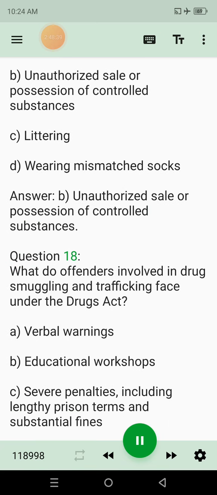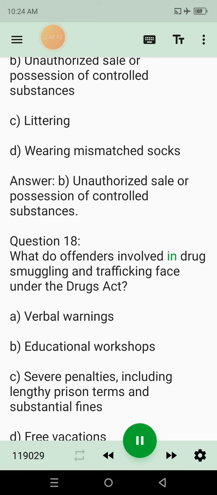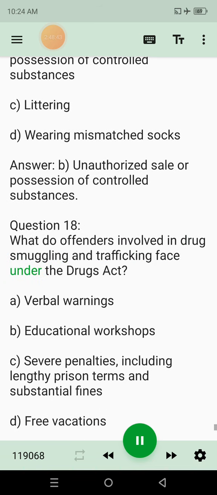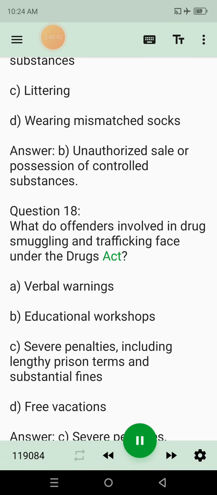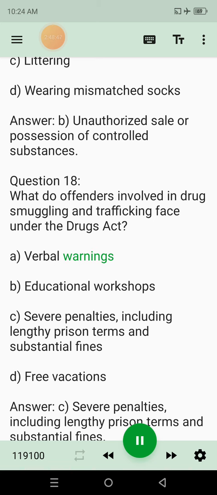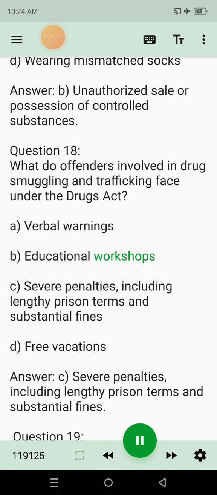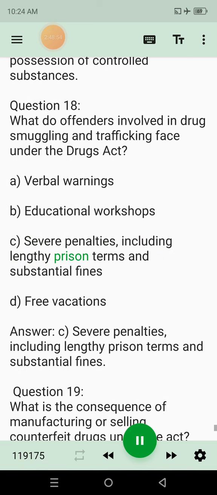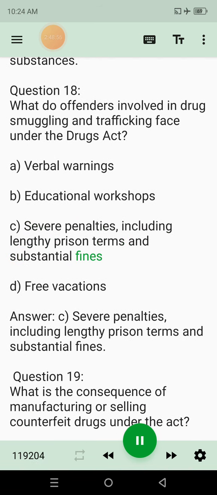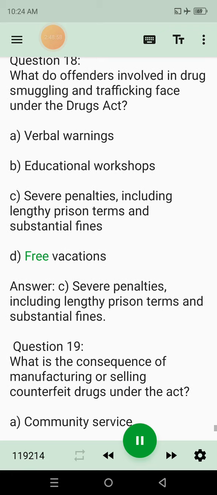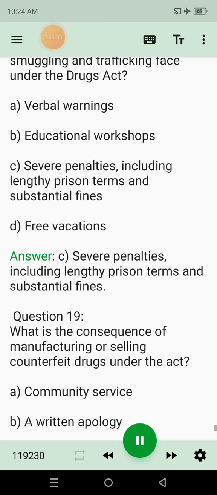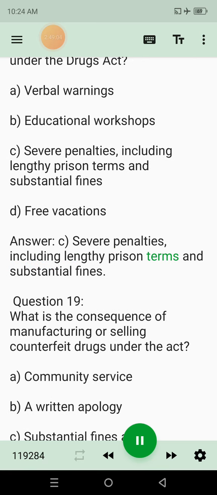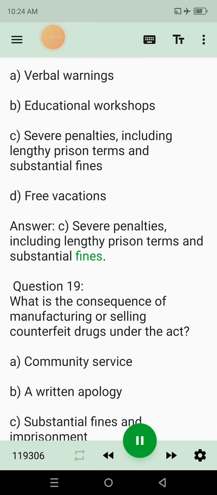Question 18. What do offenders involved in drug smuggling and trafficking face under the Drugs Act? A. Verbal warnings. B. Educational workshops. C. Severe penalties, including lengthy prison terms and substantial fines. D. Free vacations. Answer: C. Severe penalties, including lengthy prison terms and substantial fines.